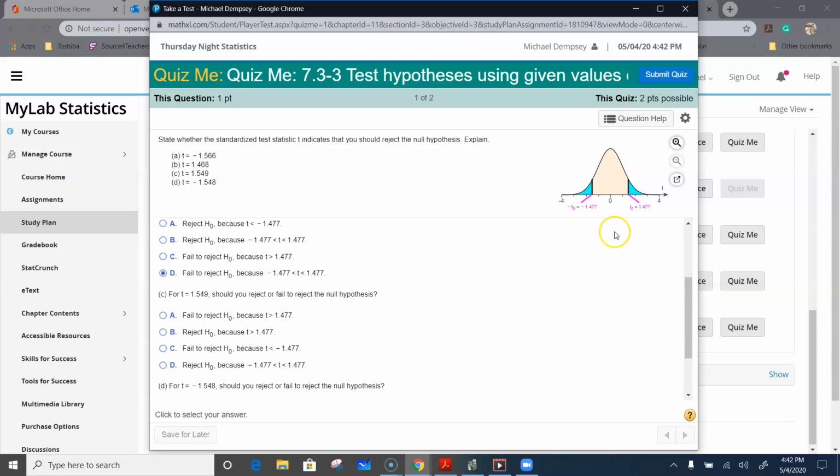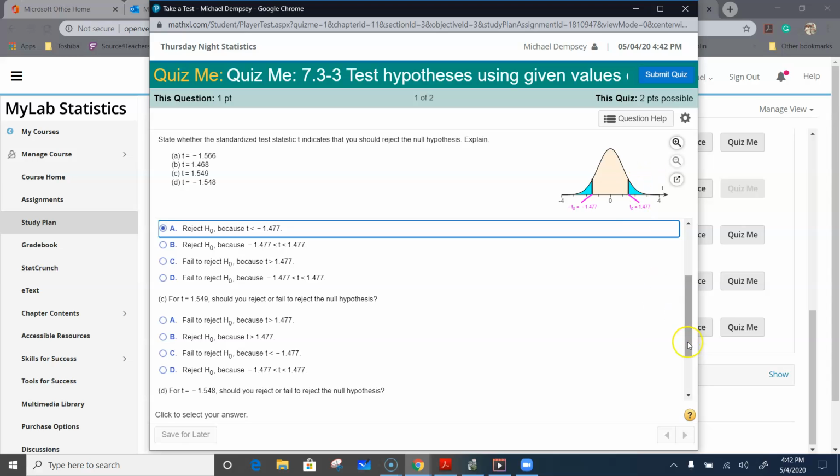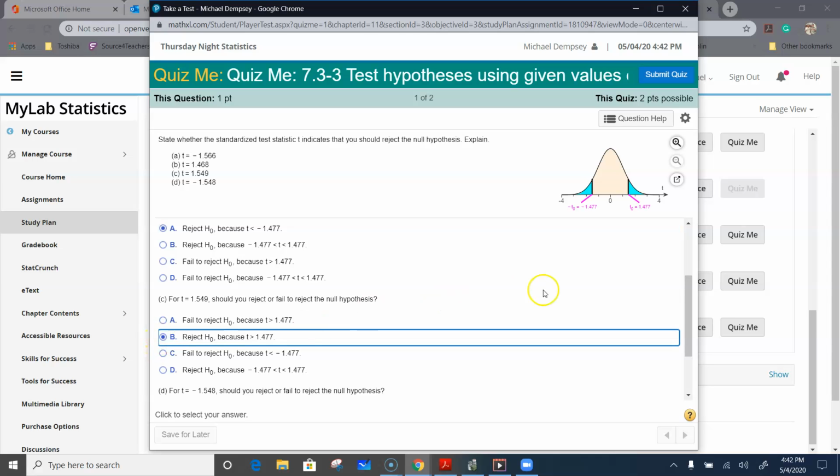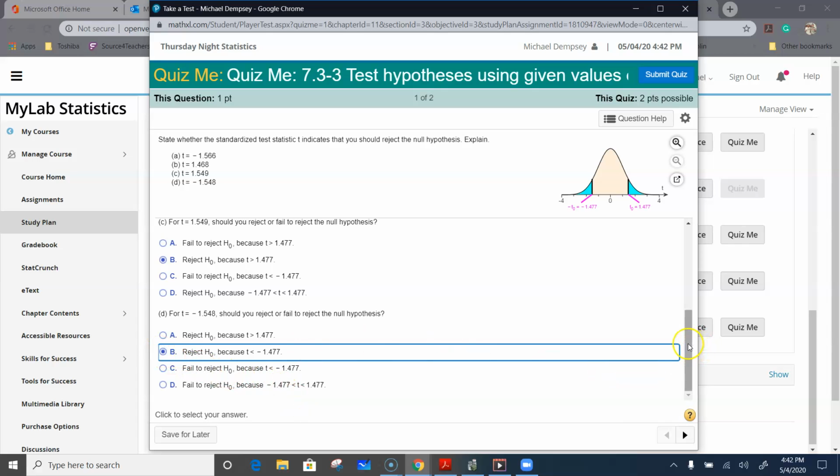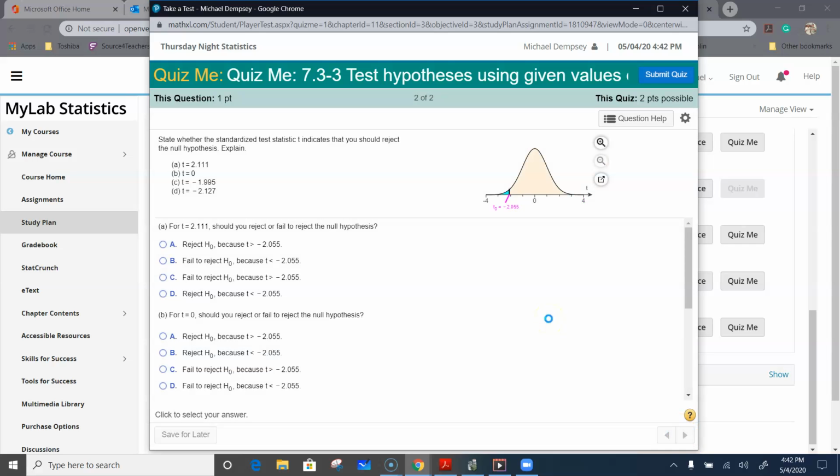What happens with 1.549? It's going to be in that blue tail to the right. So we would reject the null hypothesis because it is greater than 1.477. It's in that blue rejection region. And then negative 1.548 lives in the blue rejection region as well, so we would reject the null because it's less than that critical value. Okay, so not too bad. This is what you're going to be looking at on the final exam as far as rejection region type questions.